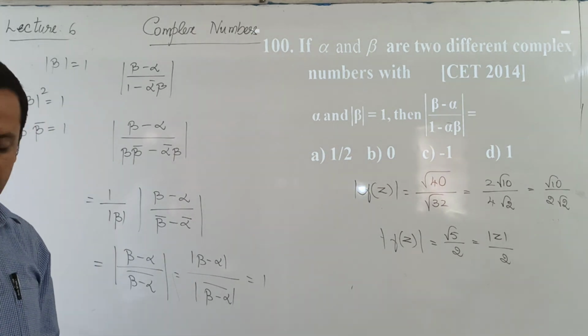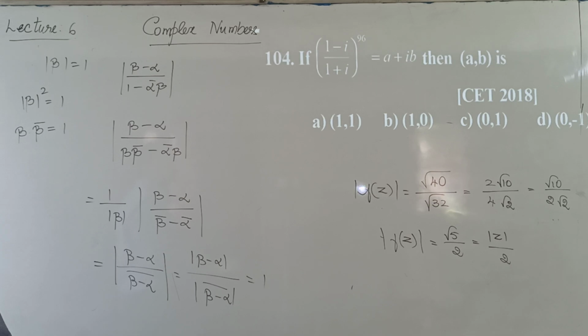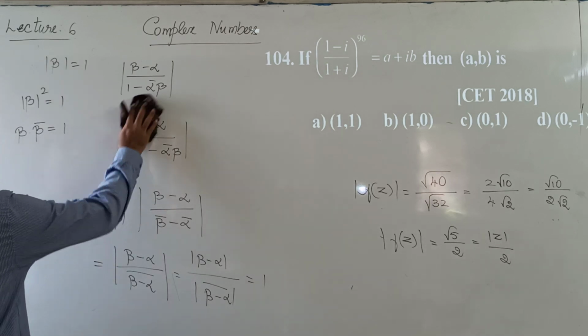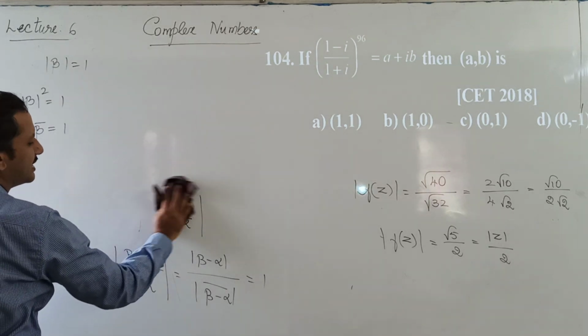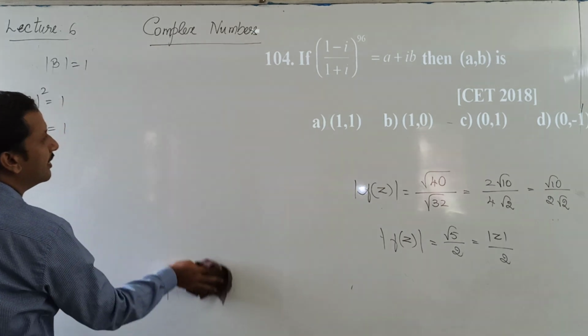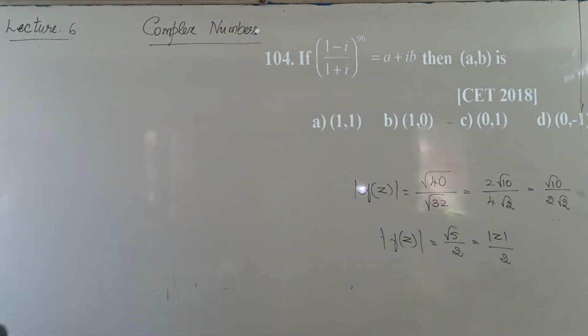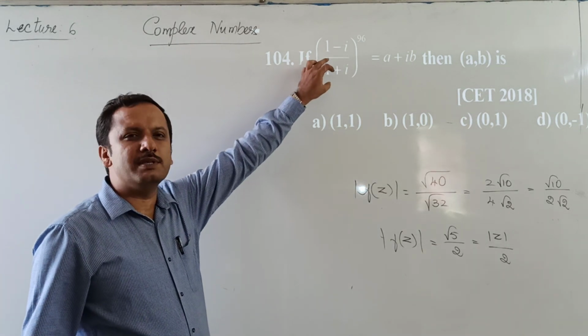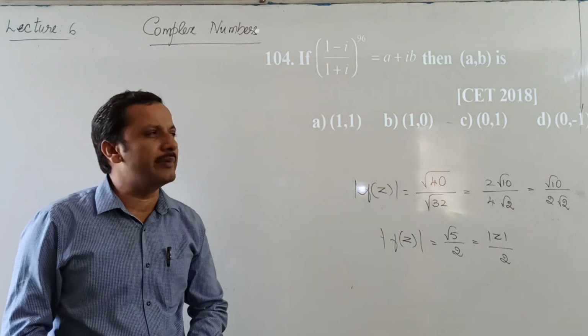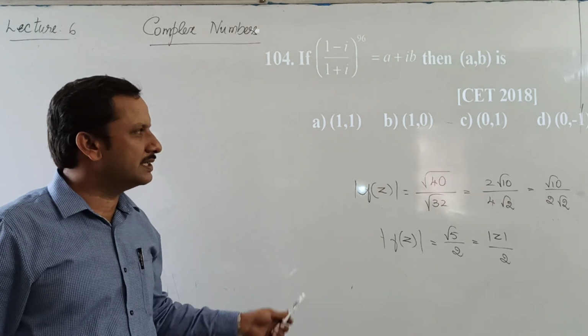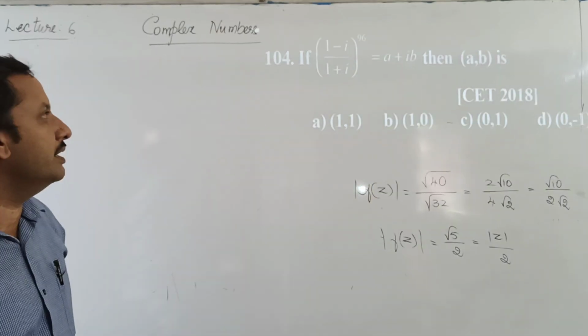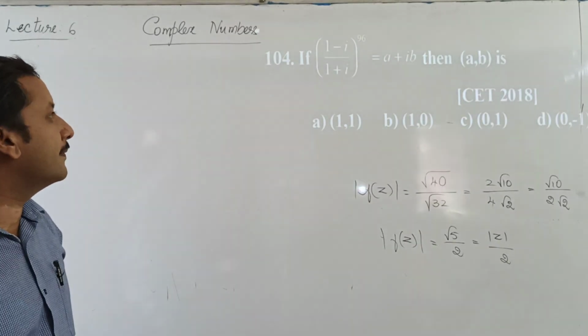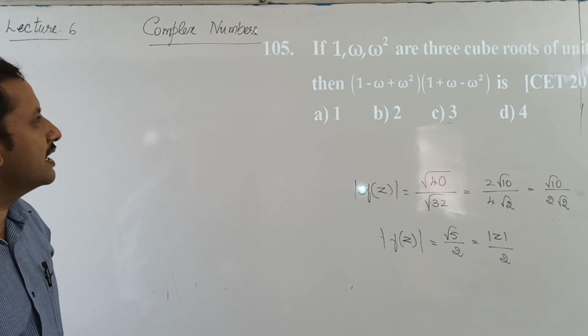Then let's look at the next question. If (1 minus i) whole power 96 plus i whole power 96 is equal to a plus ib, then what are a and b? I think you can solve this, not an issue. You simplify this, multiply and divide by 1 minus i, and you will see that a is equal to 1 and b is equal to 0.